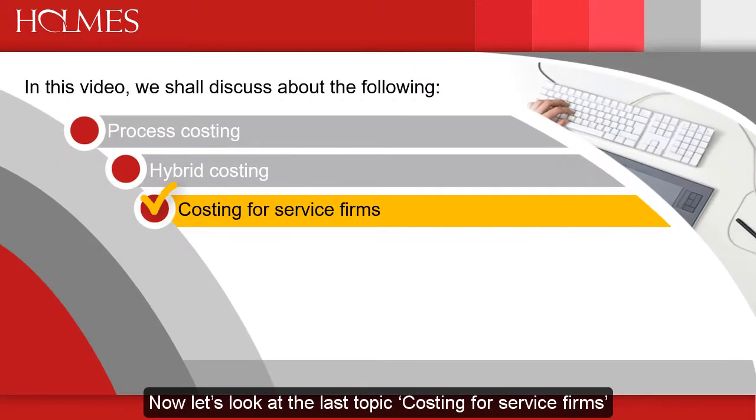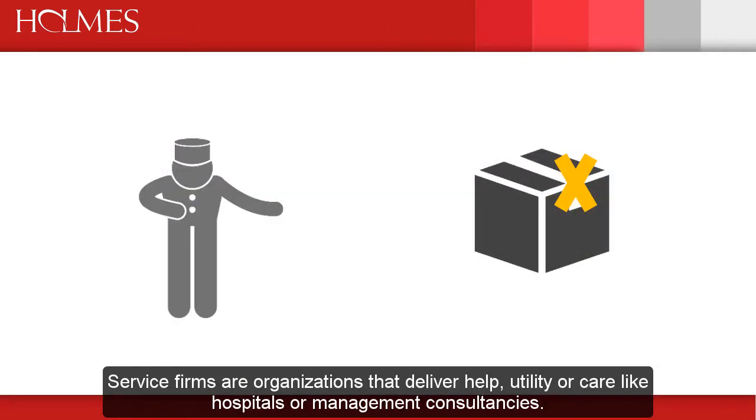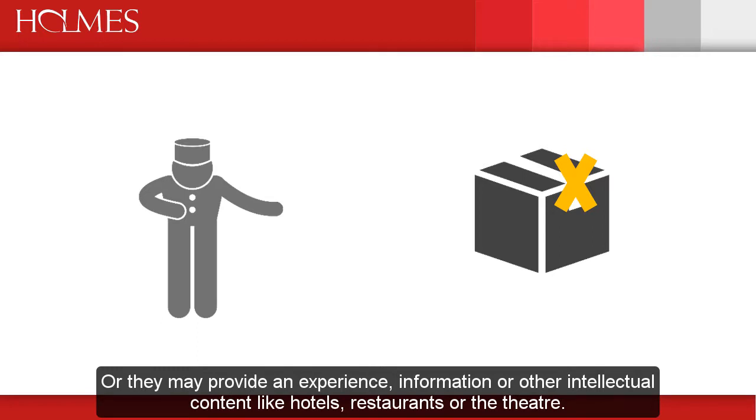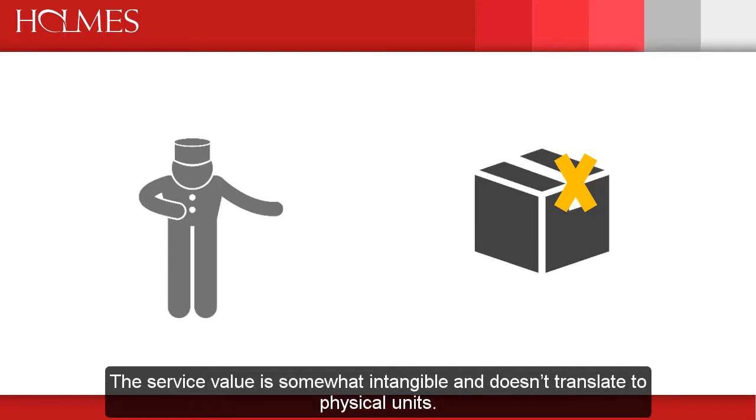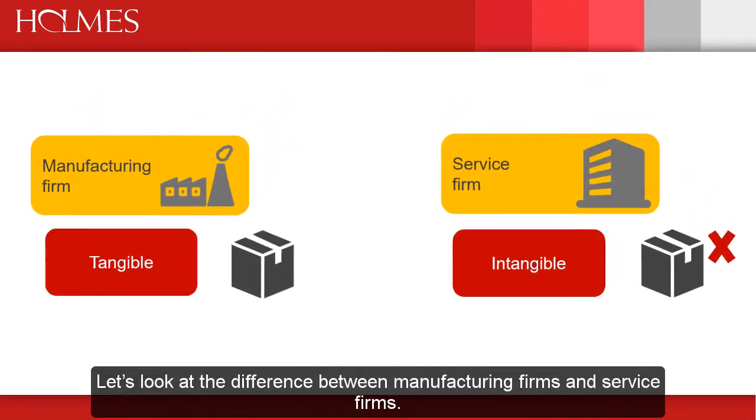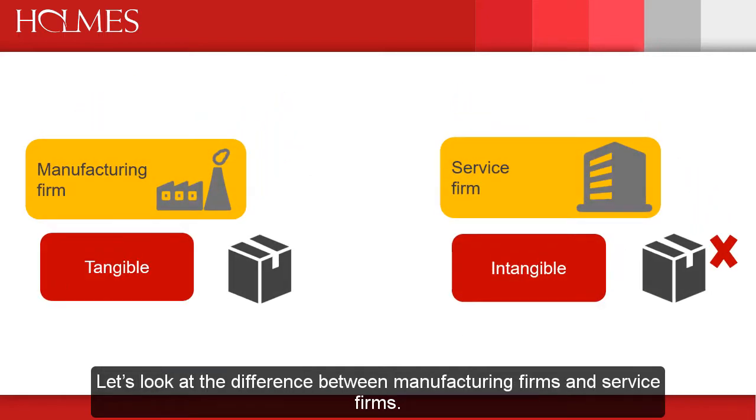Now let's look at the last topic, costing for service firms. Service firms are organisations that deliver help, utility or care, such as hospitals or management consultancies. Or they may provide an experience, information or other intellectual content like hotels, restaurants or the theatre. The service value is somewhat intangible and doesn't translate to physical units. Let's look at the difference between manufacturing firms and service firms.